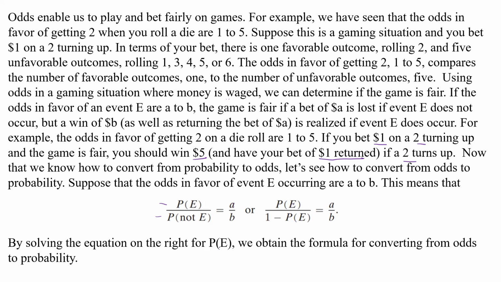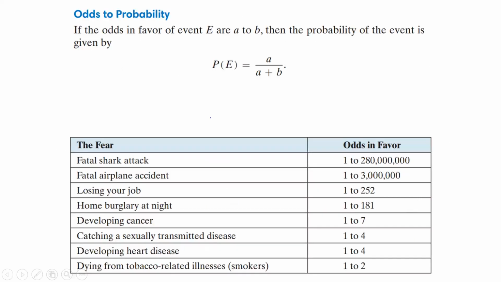Now, if we solve the equation over here for the probability of E, we obtain the formula for converting from odds to probability. That's a lot of words, and really what we're looking at is this simple, nice equation: the probability of E is A over A plus B. If the odds in favor of event E are A to B, then the probability is given by this equation. All right, so these are some odds in favor kind of things.